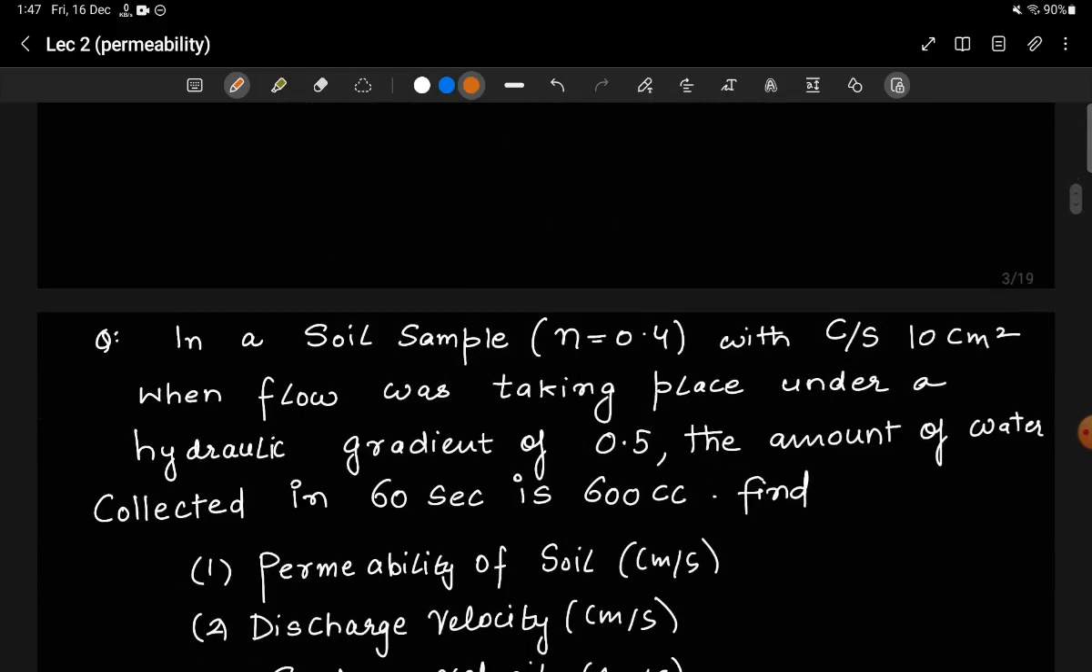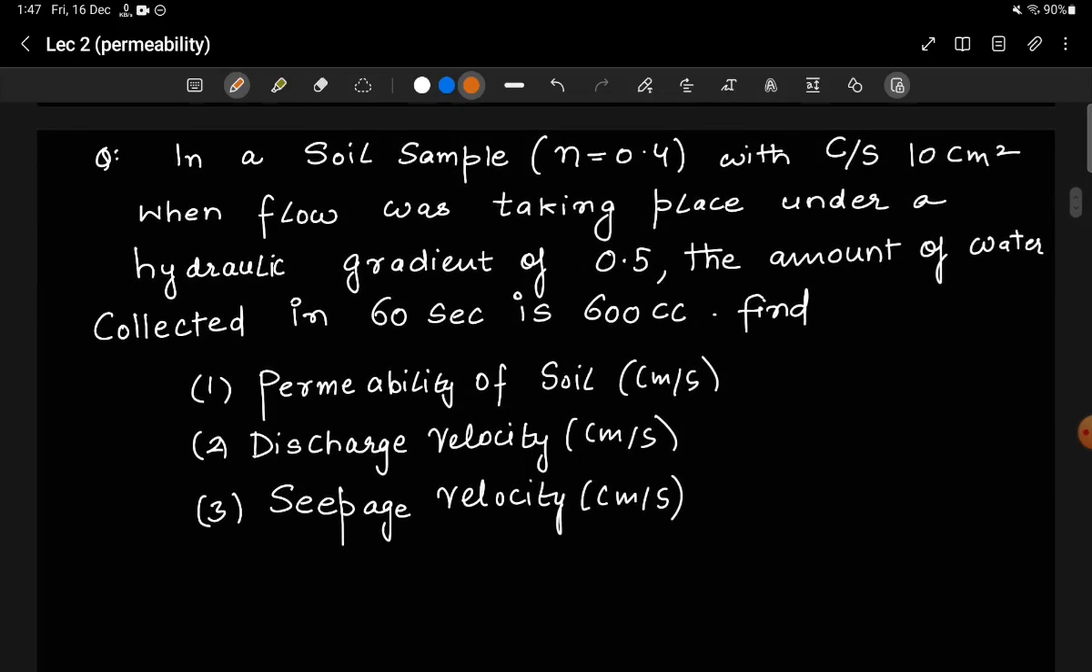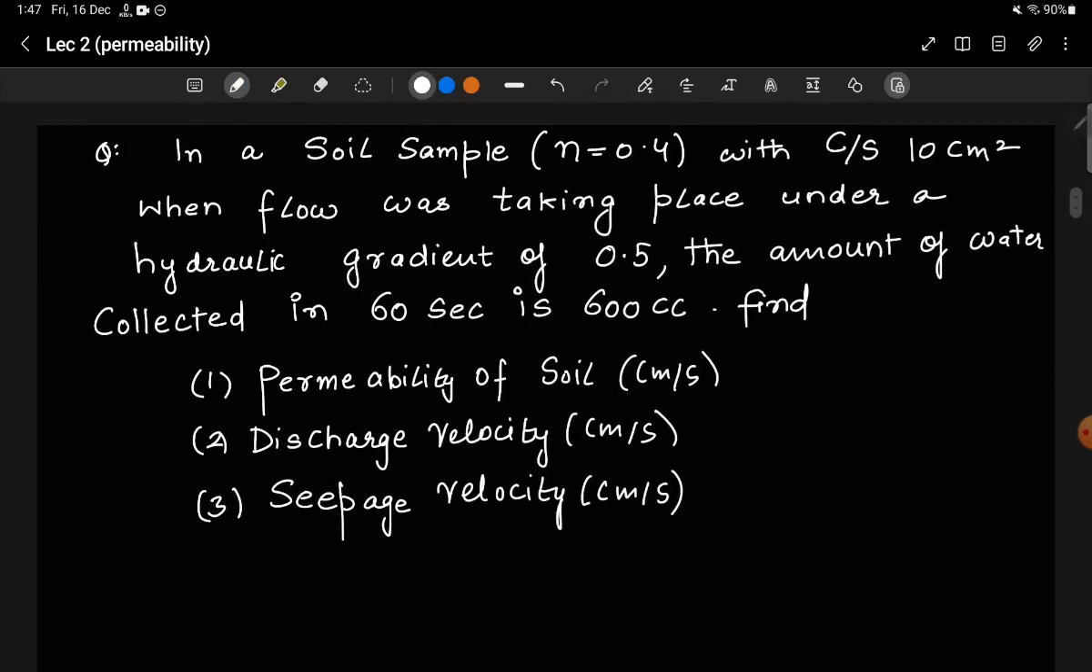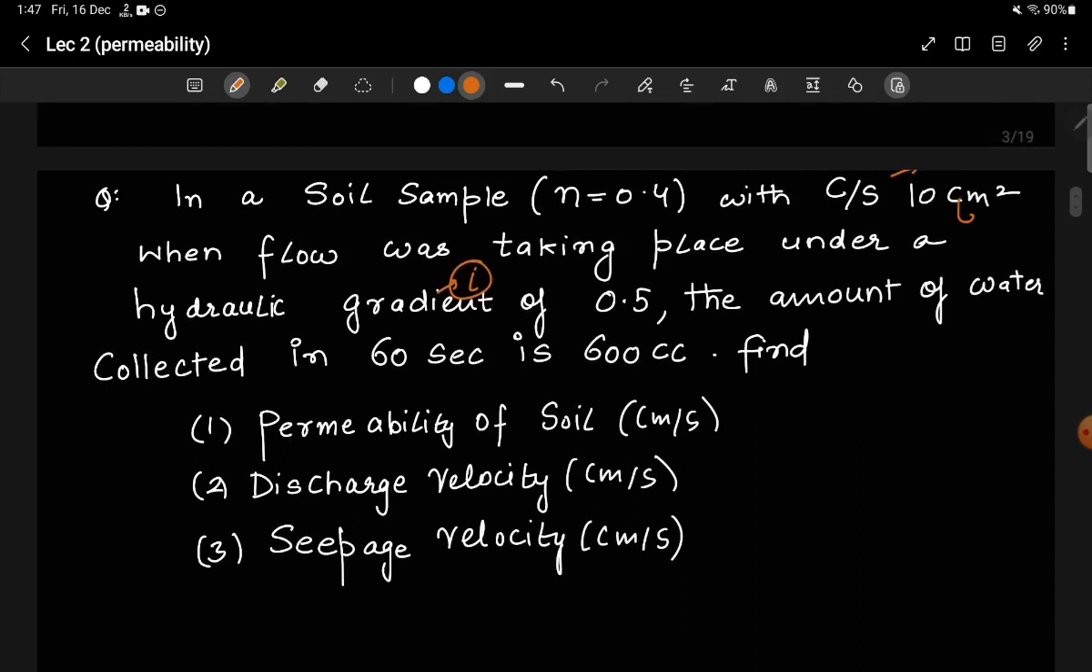Now comes the next question. In a soil sample with porosity 0.5 and with a cross-sectional area of 10 centimeters square, flow was taking place under a hydraulic gradient of 0.5. Hydraulic gradient means i, cross-sectional area means A. The amount of water collected in 60 seconds, that is the time, is 600 centimeter cube, that is 600 cc. What they have asked us to find out is permeability, discharge velocity and seepage velocity.